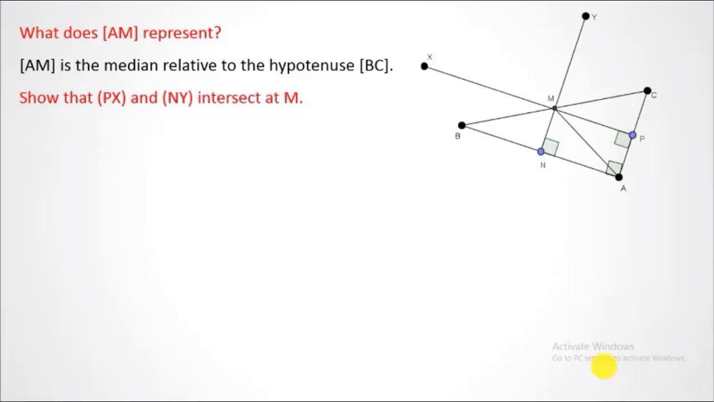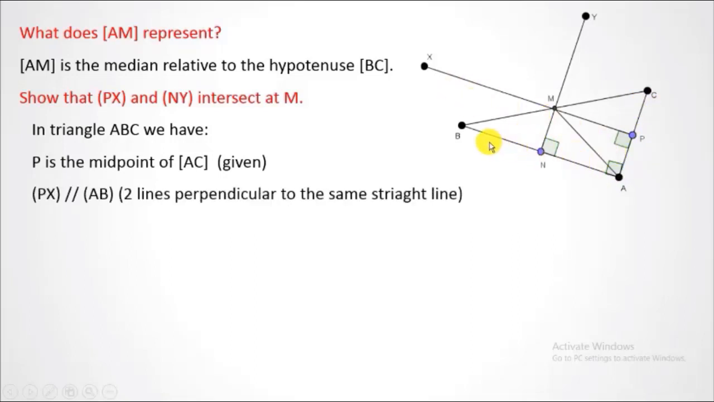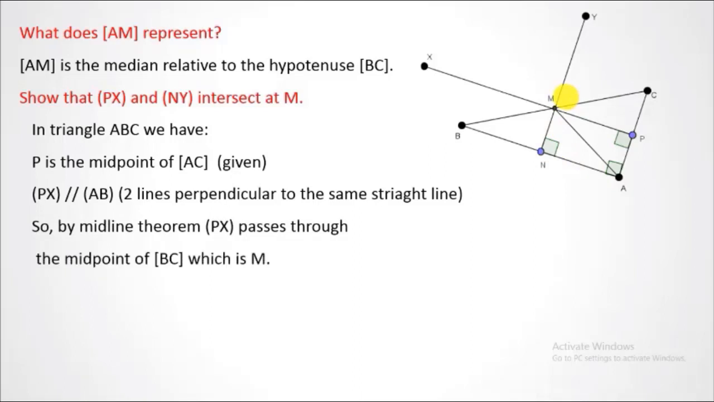Show that PX and NY intersect at M. First, in triangle ABC we have P is the midpoint of AC, given. PX is parallel to AB. Since PX is perpendicular to AC and AB is perpendicular to AC, PX is parallel to AB. Two lines perpendicular to the same straight line are parallel. So by the midline theorem, PX passes through the midpoint of BC, which is M.